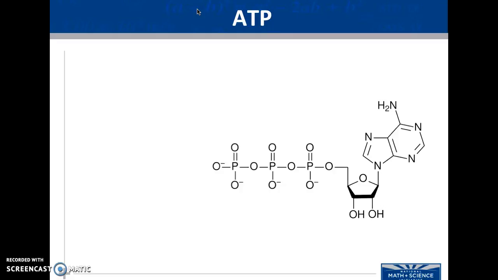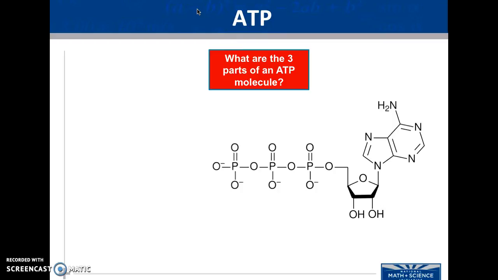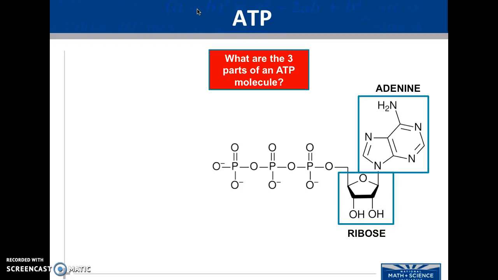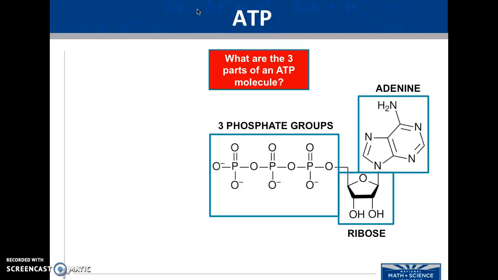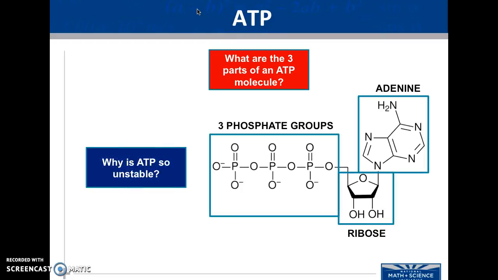This is ATP. As we can see, there are 3 phosphate groups attached to it. And it's adenosine triphosphate, right? So we should know the different parts of ATP: the adenine, the ribose, and then the 3 phosphate groups.